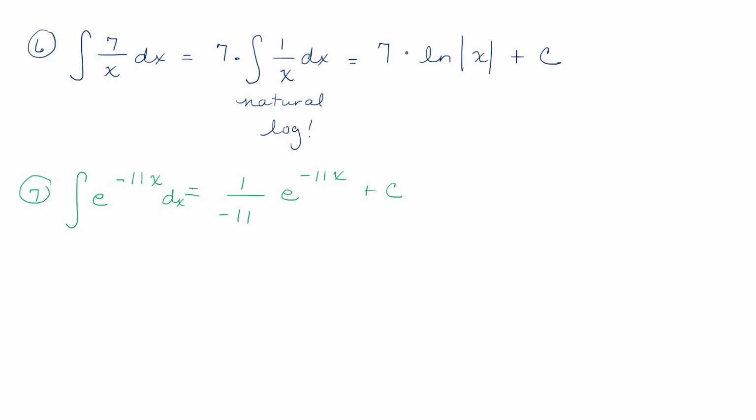And you could simplify it if you wanted to, but the key point there is to make sure that you know the negative 11 is the a, and that's what we're dealing with.